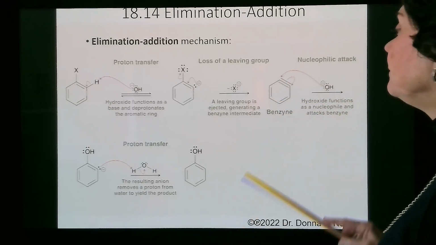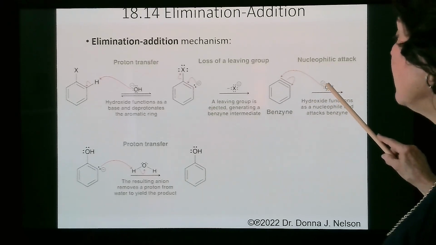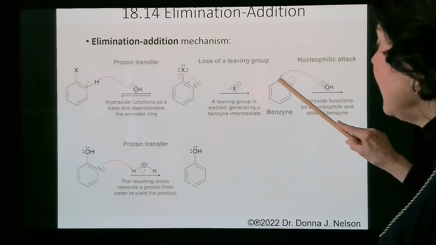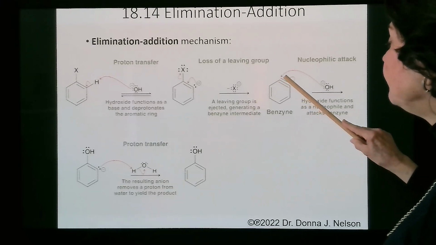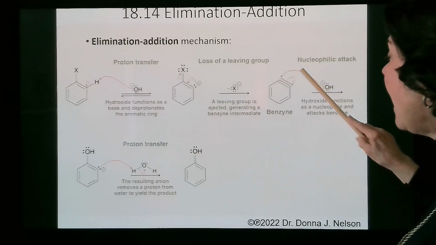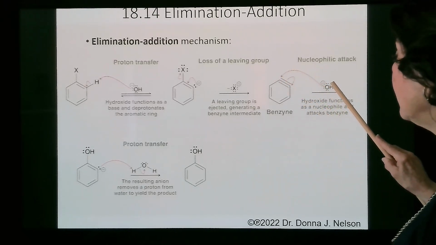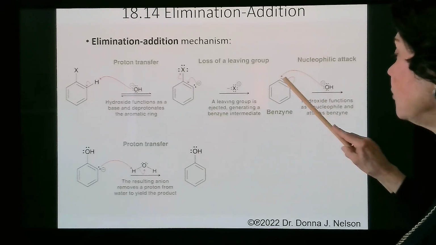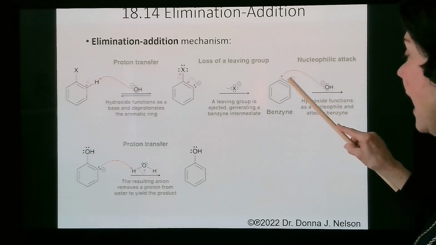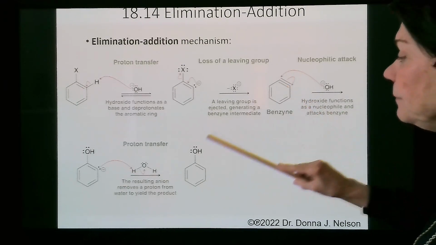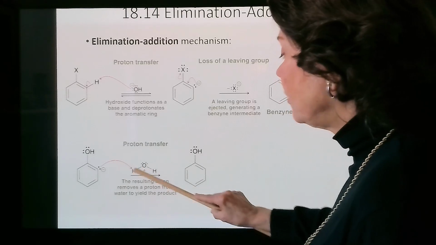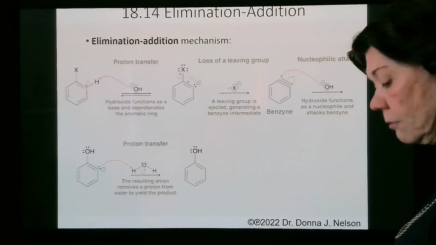And so then the nucleophile comes in to do a nucleophilic attack at one end of the benzyne triple bond, and it can attack either end because they are both equal. This molecule is symmetrical. Once it attacks, the pair of electrons moves down, and now you have the anion, which abstracts a proton from water.